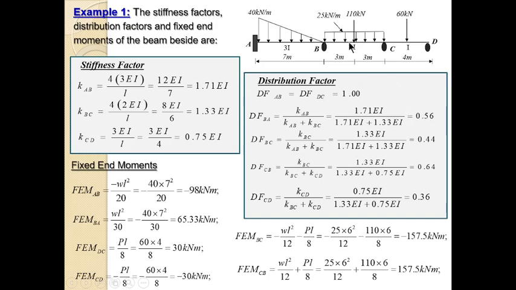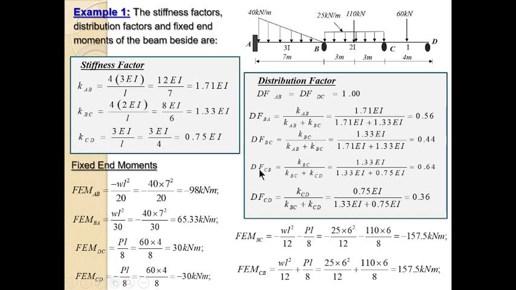Now we look at B going to C, that is the distribution factor of BC. It's just going to be the stiffness of BC divided by the sum of the stiffness of AB and BC. That's what we have here. Stiffness factor of BC all over the stiffness factor of AB and BC. So we put the values here and it gives us 0.44. What tells you that is right is that if you add 0.56 and 0.44, it will give you 1. So the distribution factors of all the members meeting at a joint usually add up to 1.